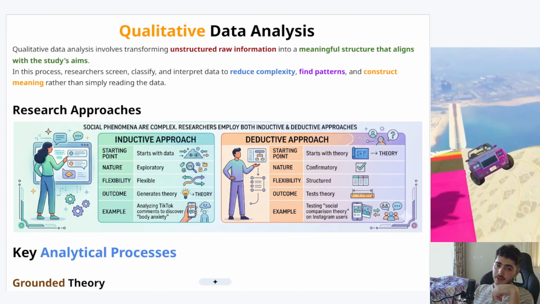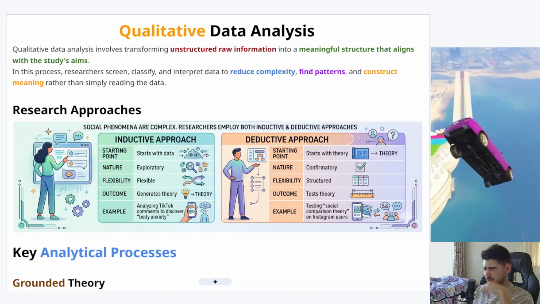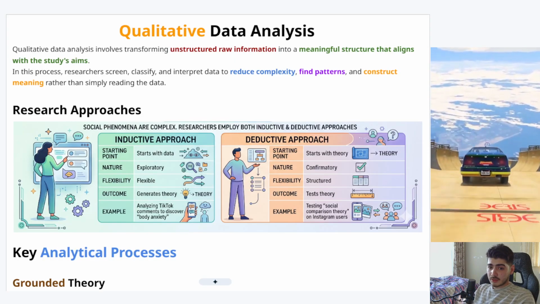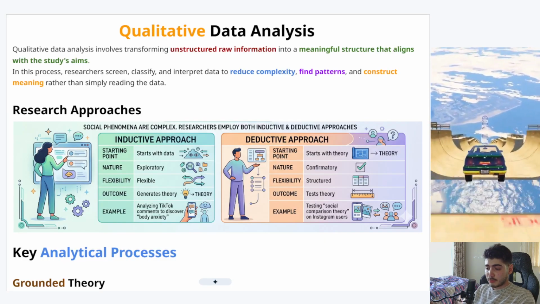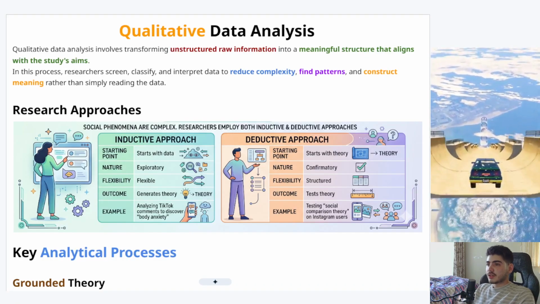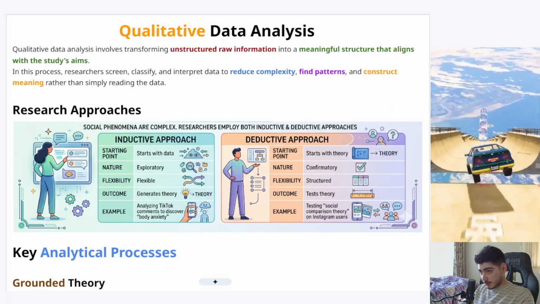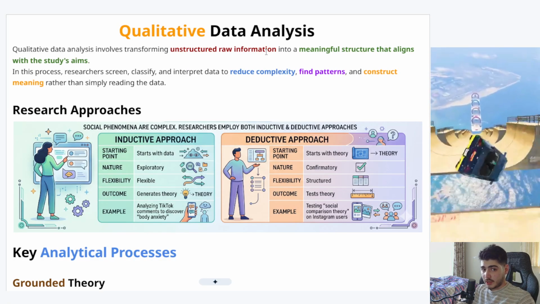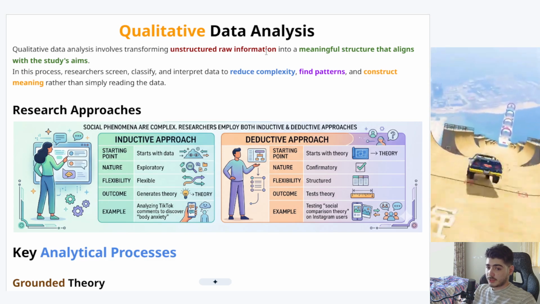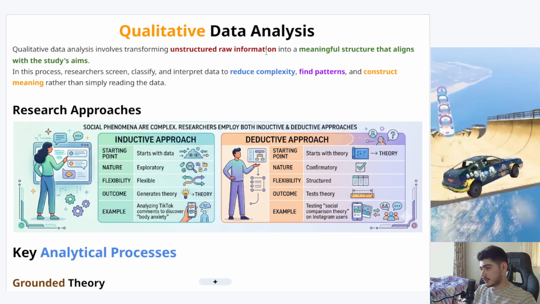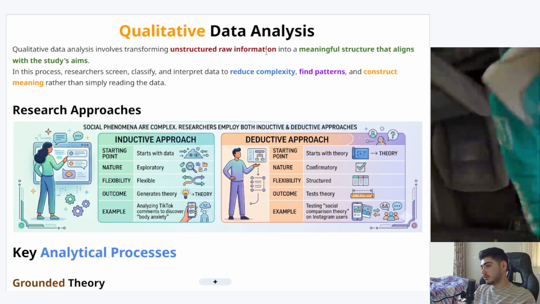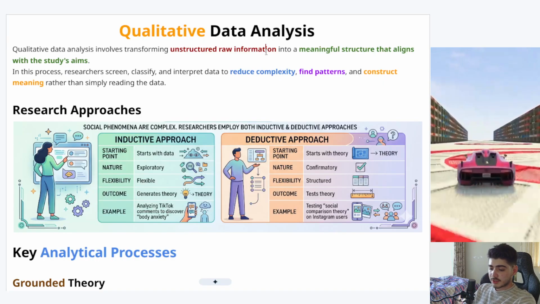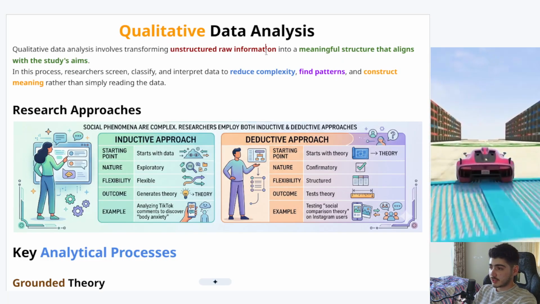Now, qualitative data, as we all know, is data that is not based on numbers, not numerical, but based on things, emotions, human stuff. So, qualitative data analysis involves transforming unstructured raw information because, as we said, we have qualitative data, but in order to make nice analyses on them, we have to turn them into quantitative data because SPSS does not understand it when we say, oh, this guy feels kind of sad. It only wants to see numbers.